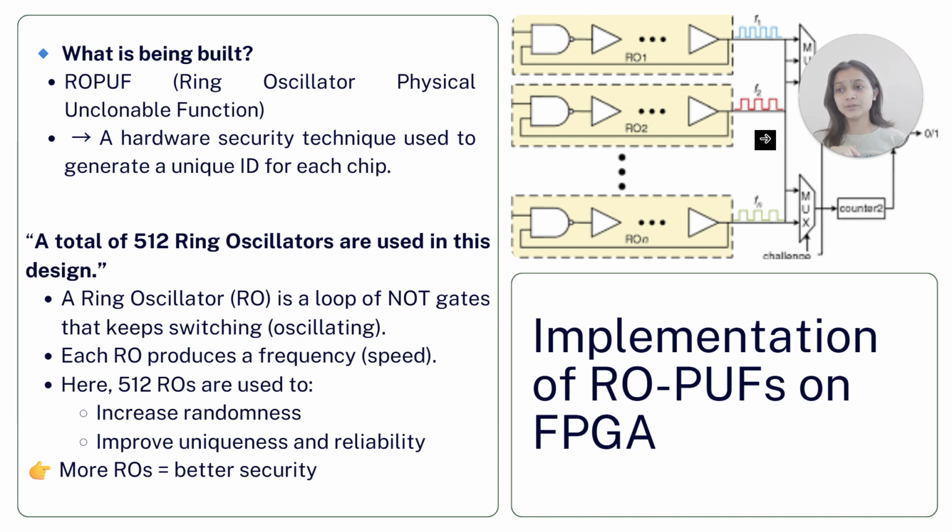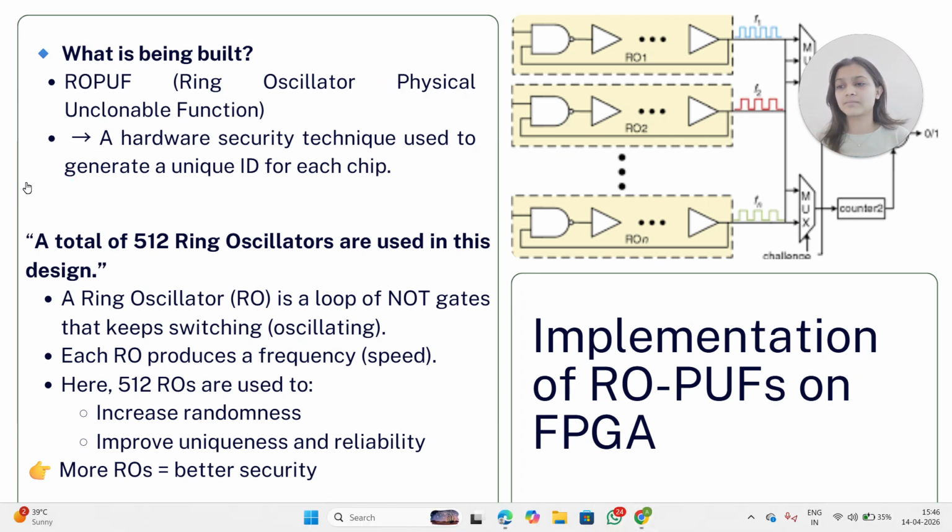What is being built? ROPUF, ring oscillator physical unclonable function, a hardware security technique used to generate a unique ID for each chip. A total of 512 ring oscillators are used in the design. A ring oscillator is a loop of NOT gates that keeps switching. Each oscillator produces a frequency. Here 512 oscillators are used. This increases randomness and improves uniqueness and reliability. More oscillators, better security.